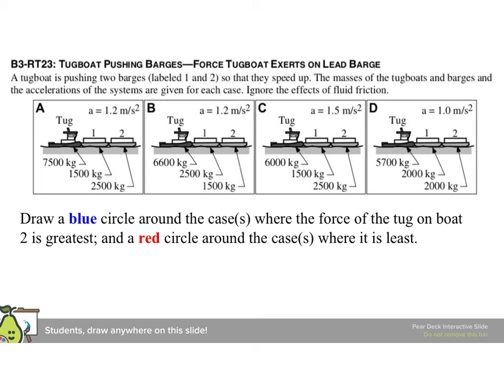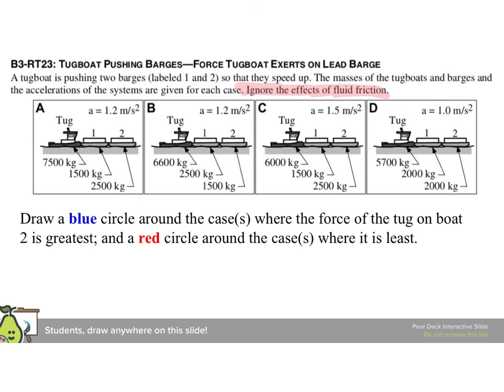All right, final example. A tugboat is pushing two barges labeled 1 and 2 so that they speed up. The mass of the tugboat and barges and the acceleration are given in each case. Ignore the effects of fluid friction. That's both incredibly generous and incredibly important. That would make this problem a lot harder if we had to include that, but we don't, so yay for that. It says draw a blue circle around the cases where the force of the tug on boat 2 is greatest, and a red circle around the cases where it is least.